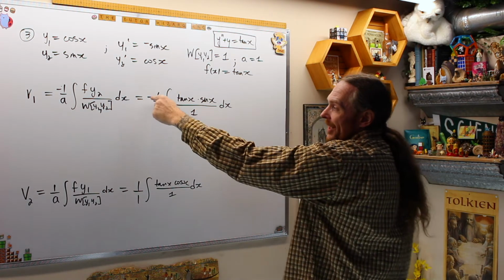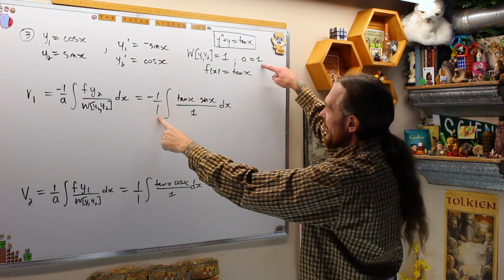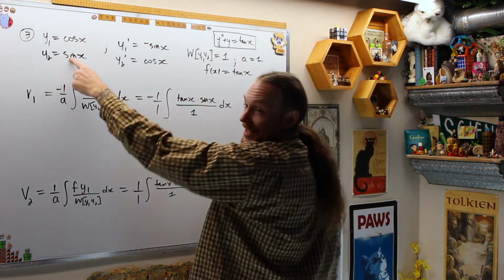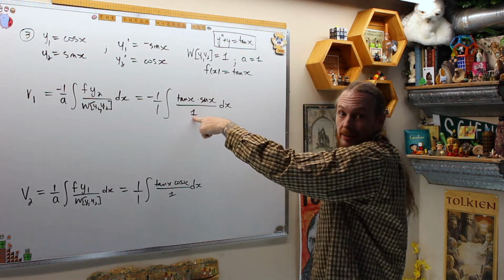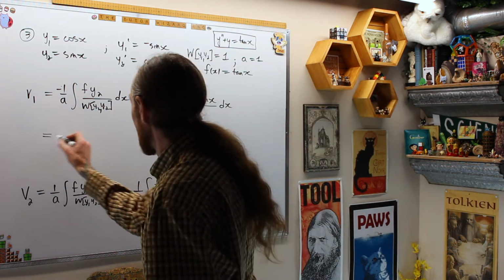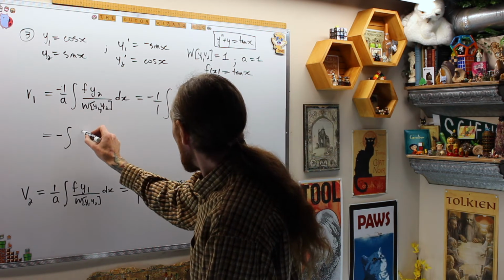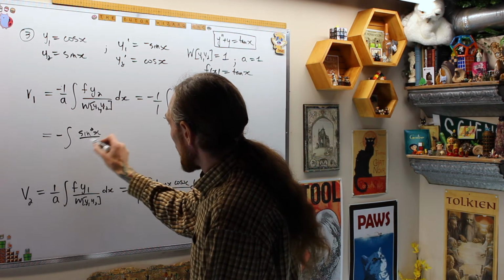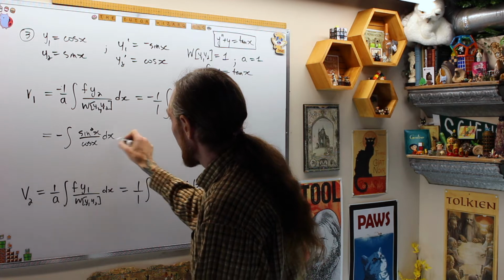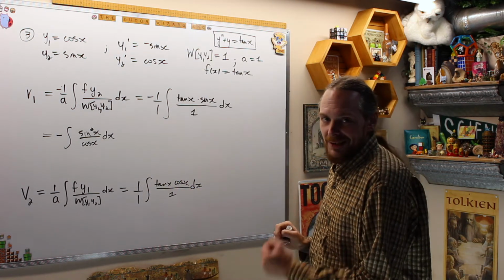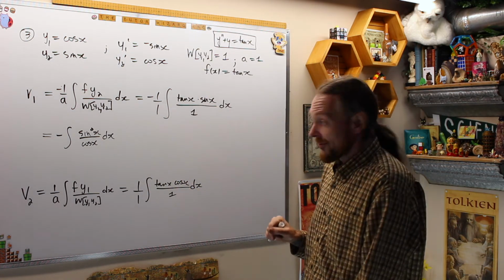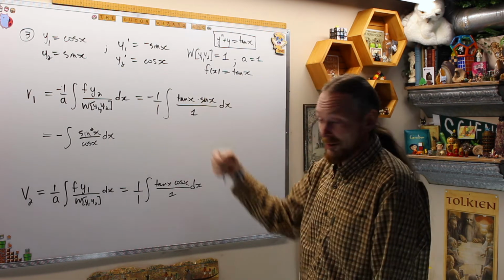Integrated. In our case, that was negative 1 over a was 1, f is tan, y2 is sine x, and the Wronskian was 1. And now integrating that, I have to be clever a little bit. This gives me negative the integral of sine squared x over cos x dx. When you're stuck, the first mantra is turn everything into sine and cosine when you have trig. So I did tan is sine over cos.